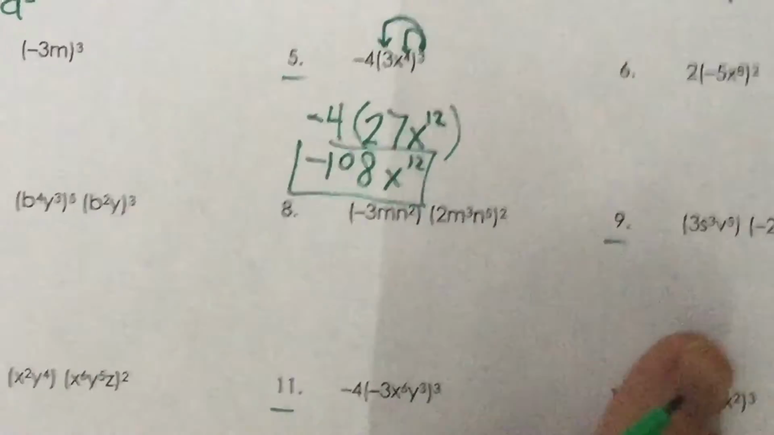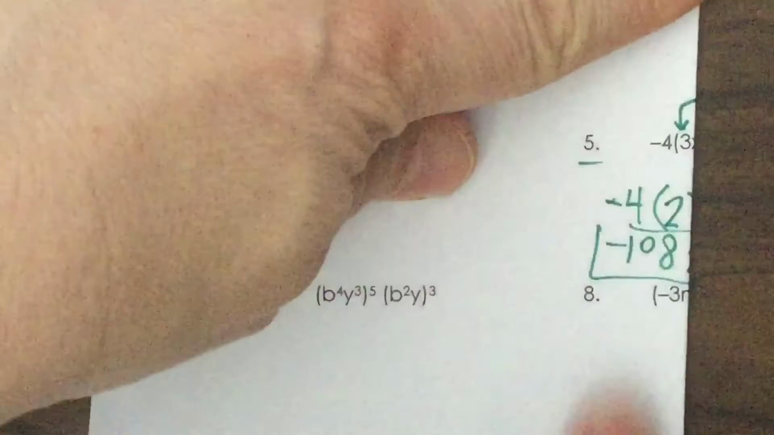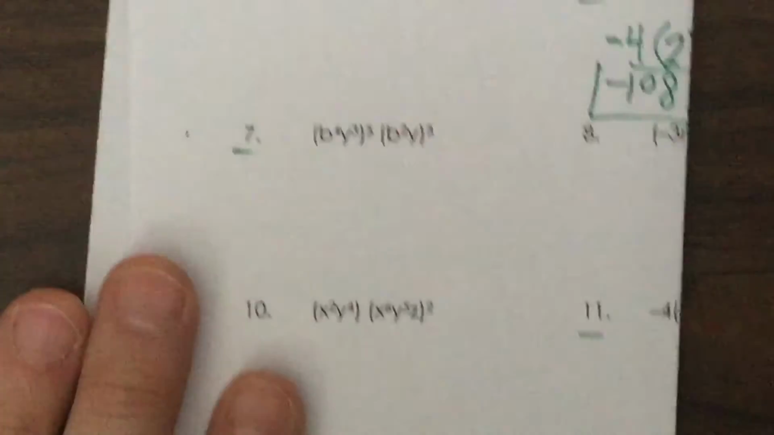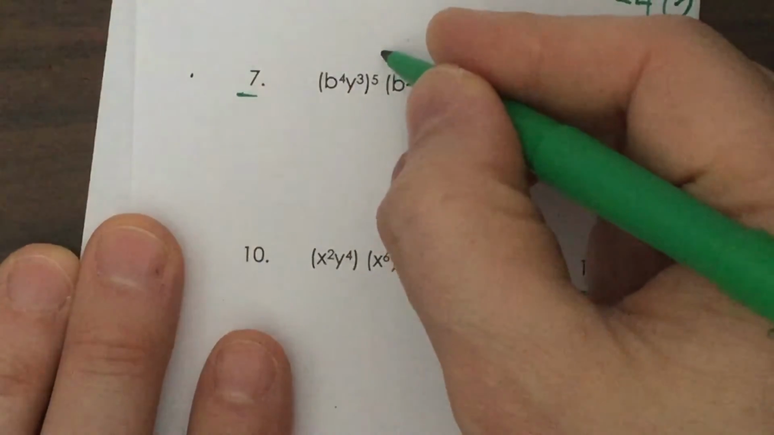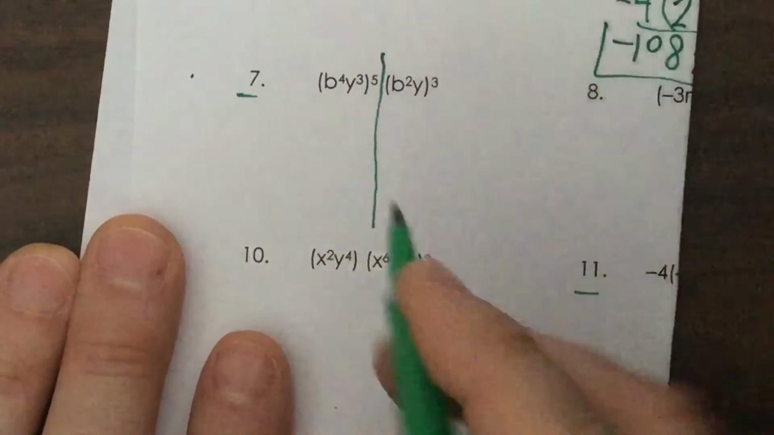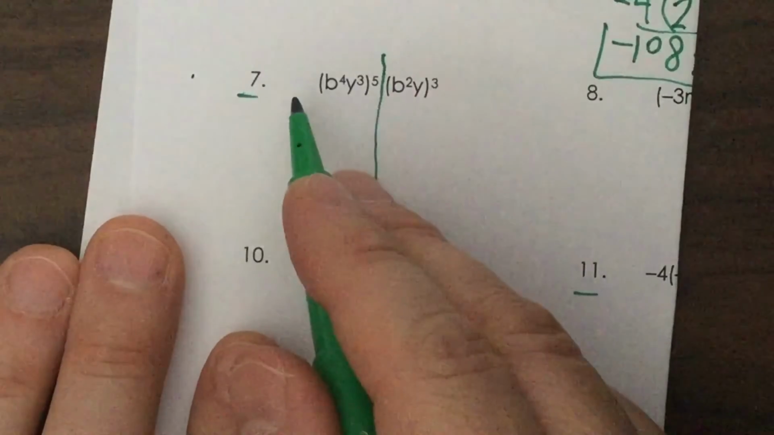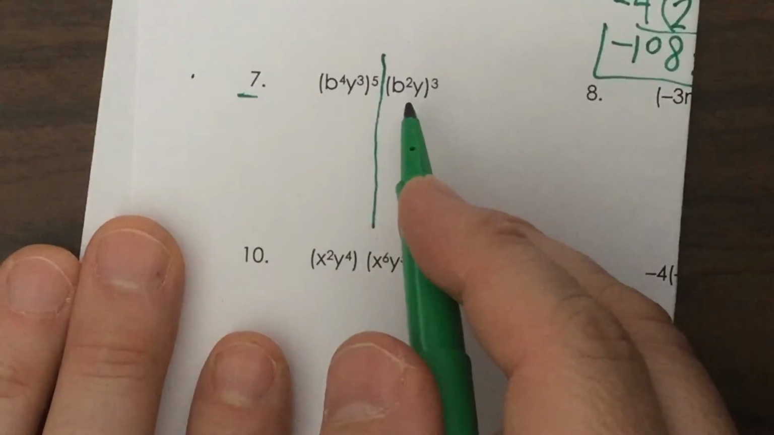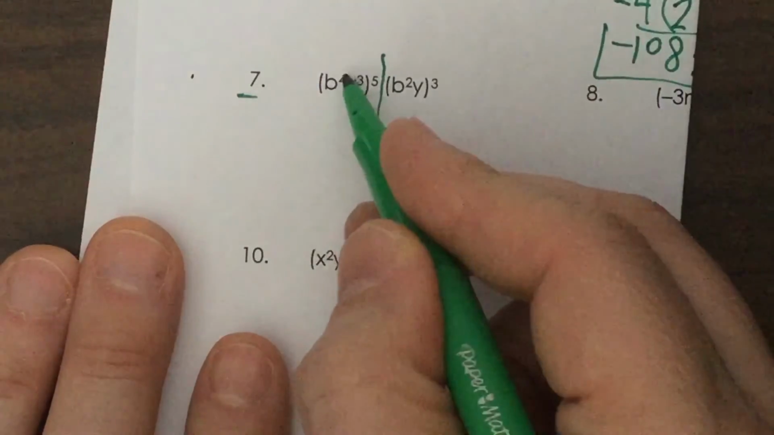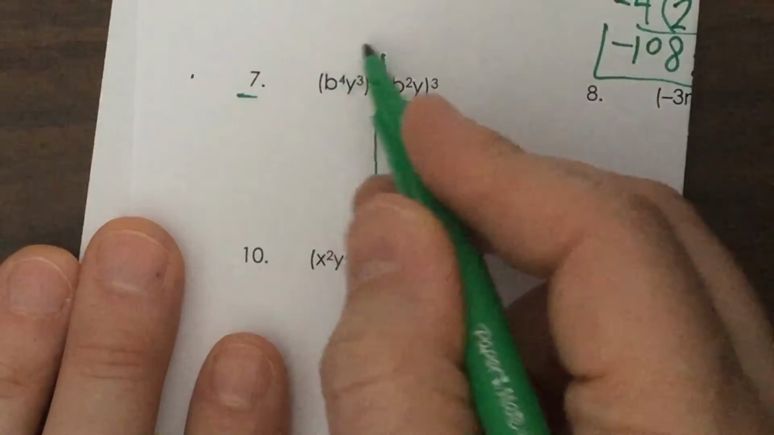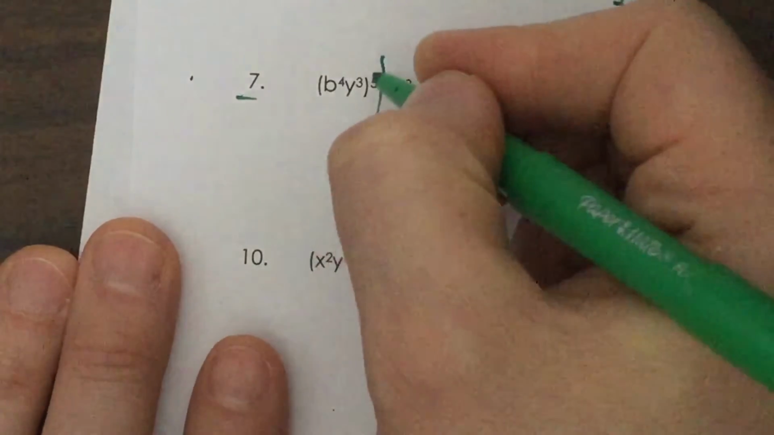Let's do number 7. Number 7 looks really complicated, but it's not if you treat it as two separate problems at first. Basically, just do this side by itself and ignore the right-hand side. Okay, let's do that first. So I have everything in parentheses, b to the 4th, y to the 3rd, all raised to the power of 5. That's actually pretty easy.